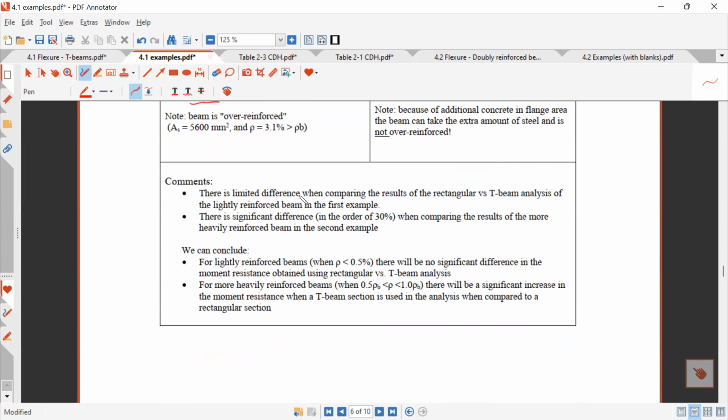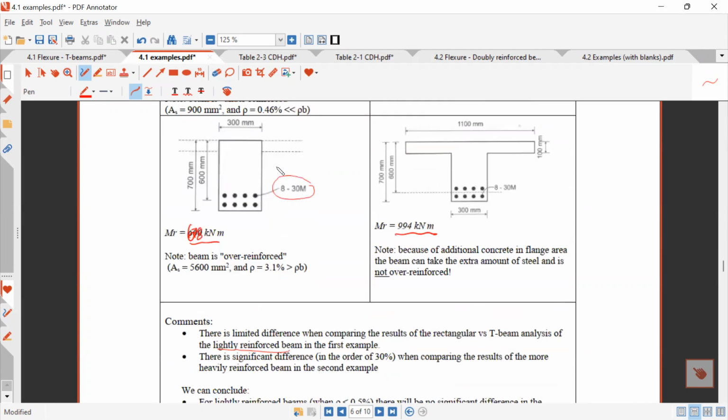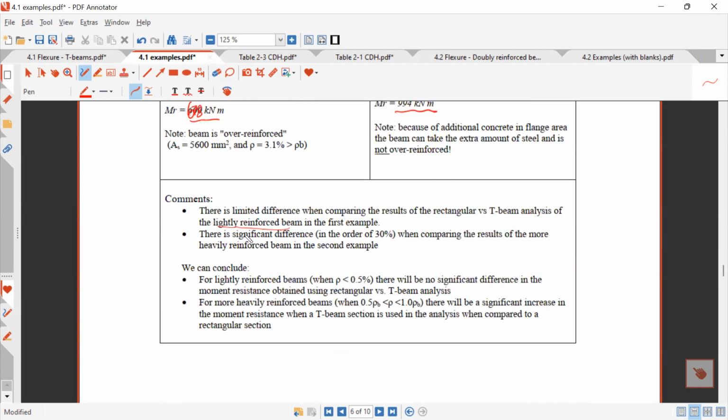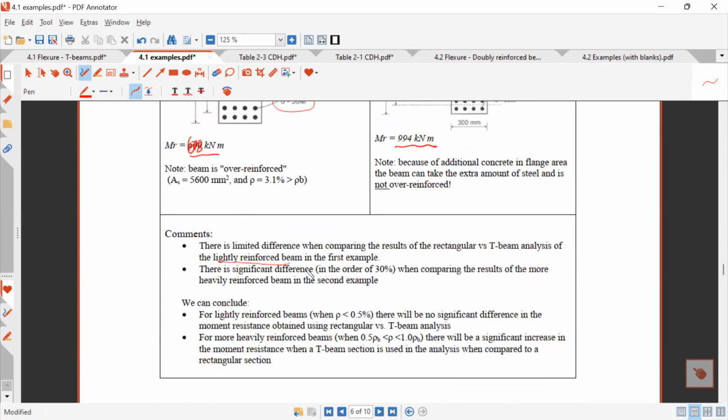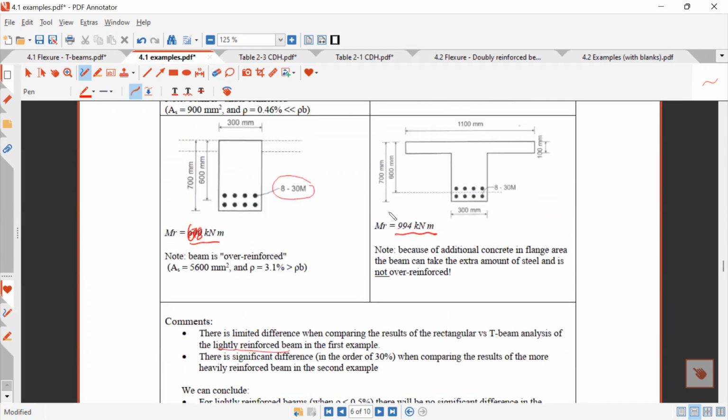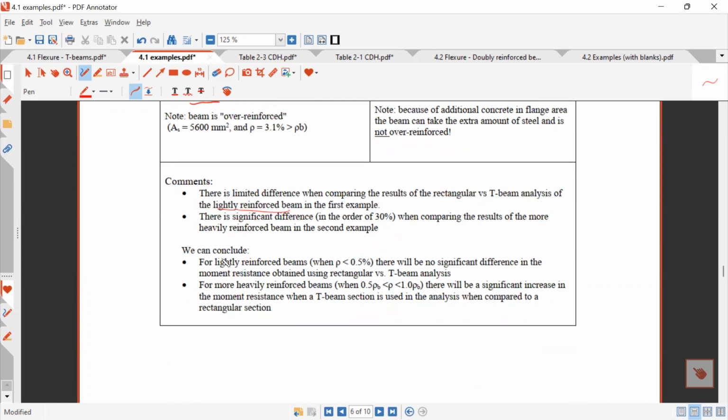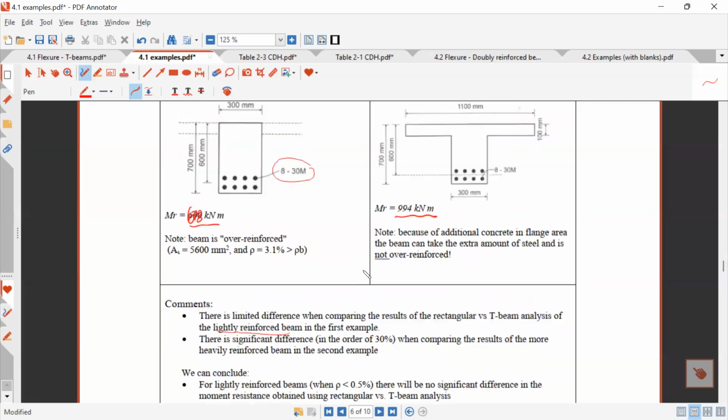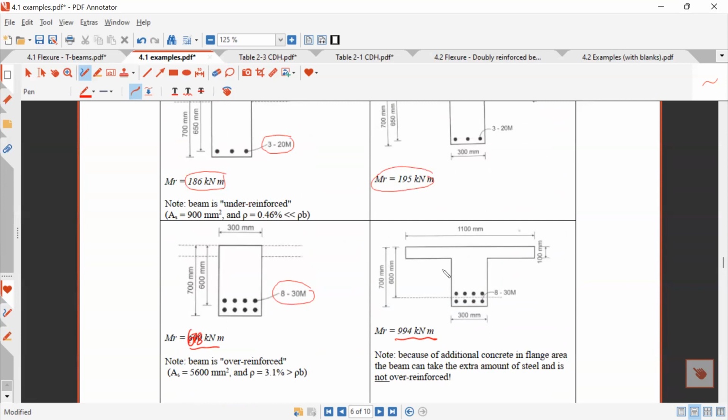Comments: there's limited difference when comparing the results of the rectangular versus T-beam if you have a lightly reinforced beam like this one where you had 320 Ms. However, there's a significant difference, in the order of 30%, when comparing the results of the more heavily reinforced beam in the second example, this one here. So we can conclude for lightly reinforced beams, there will be no significant difference in the moment resistance obtained using rectangular versus T-beam analysis. However, once you start to get a heavily reinforced beam, then you would get much larger moment resistance when you account for these flanges.